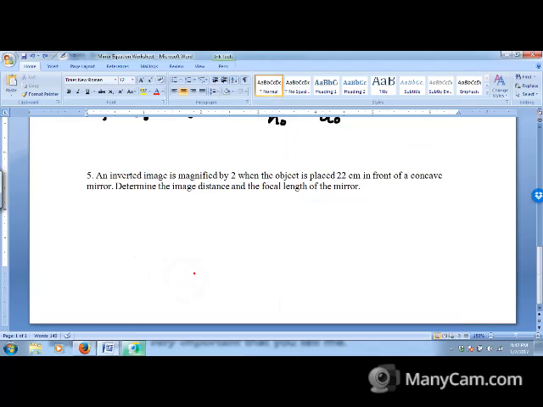I'm on a roll, so let's get going with what is hopefully my last video on this series for concave mirrors. This example is worded a bit differently, but I want you to see it. An inverted image is magnified by 2 when the object is placed 22 centimeters in front of a concave mirror. They want us to determine the image distance and the focal length of the mirror.